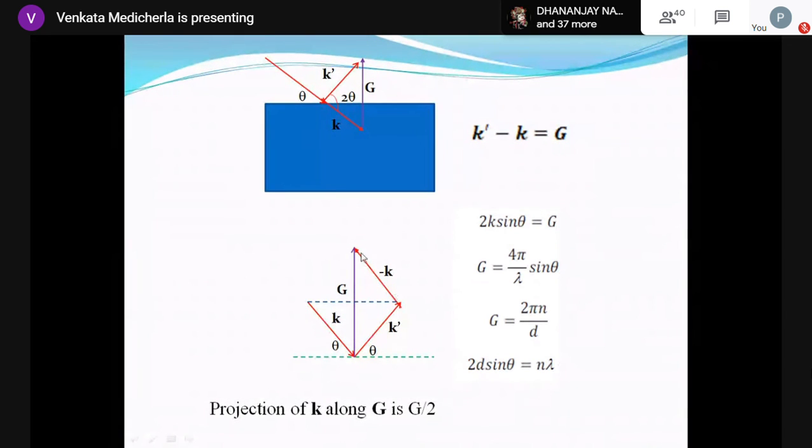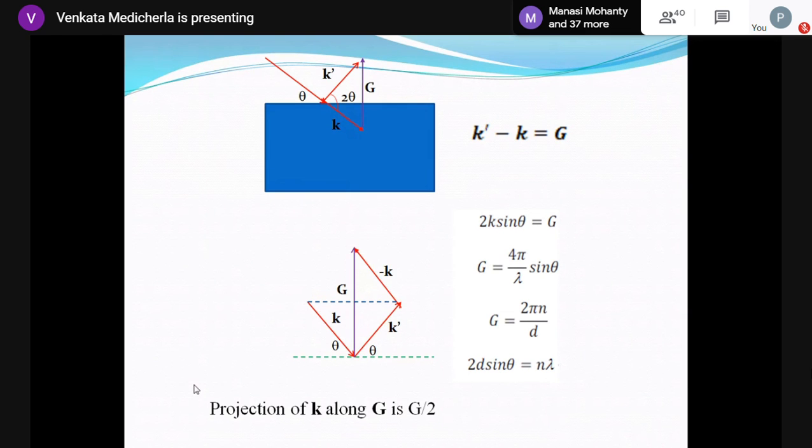You take this length is K. What is the projection here? Because this is also theta. If this is theta, then this will be 90 minus theta, right? So this will be K sin theta. Projection of these along G vector is K sin theta. Just take the length only, don't worry about direction. So this is K sin theta, that is half, another K sin theta, that is total 2K sin theta. It is G.